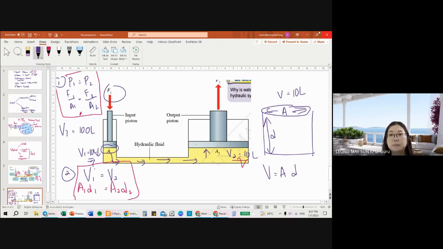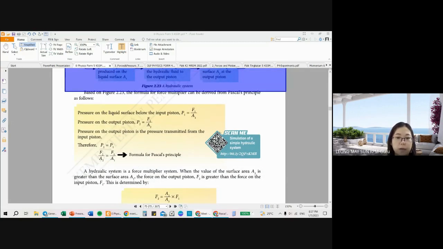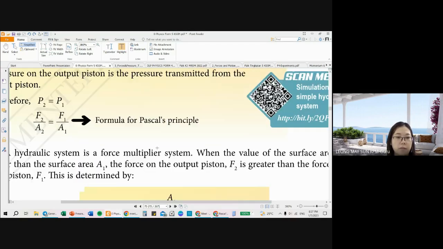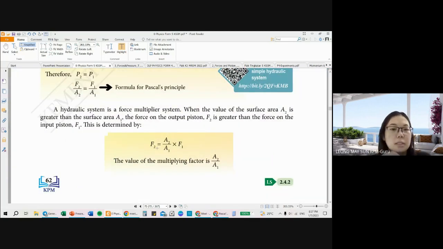All right. Good. Okay. So what is the force multiplier? If you can see inside the textbook, this is what I've already calculated. Now, force multiplier, let's focus on this bottom part. A hydraulic system is actually a force multiplier. So when the surface area A2 is greater than the surface area A1, the force on the piston is greater. So in other words, the force multiplier is actually the ratio of the area. I repeat, the force multiplier is actually the ratio of the area.